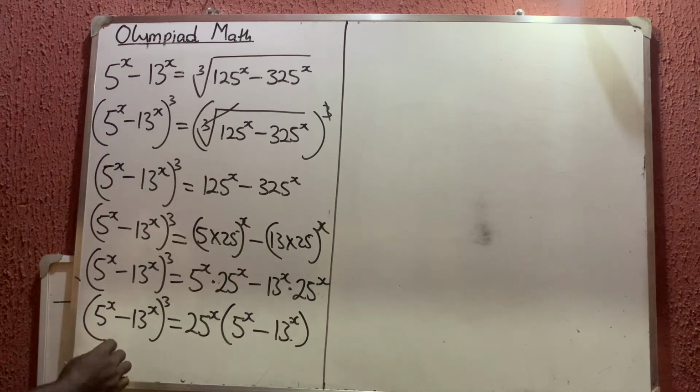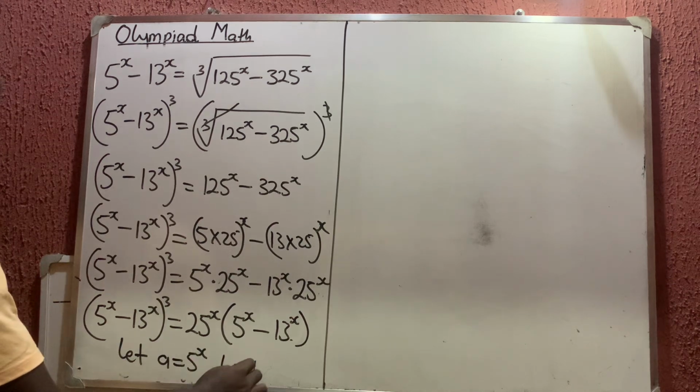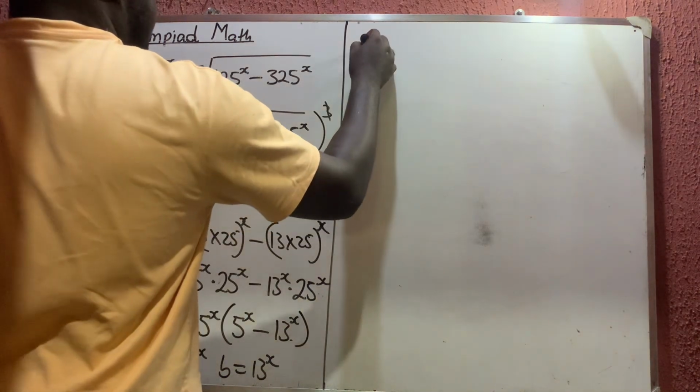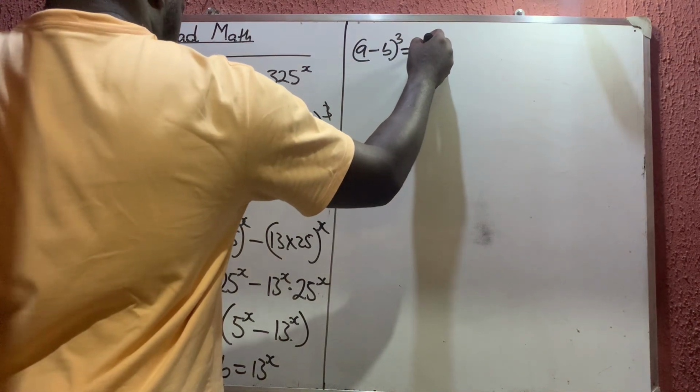Since these two are the same thing, I can say, for me not to get confused, let a be equal to 5^x and then let b be equal to 13^x. Let's have it like this and see what is going to happen. So this is now equal to (a − b)^3 is equal to what?